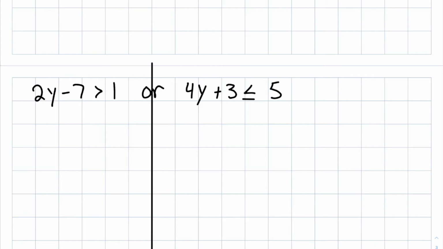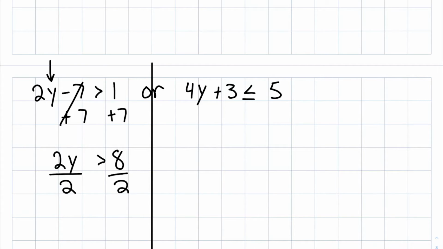So when I deal with just the left side, my goal is to get this y, the variable, by itself. It could be x, it could be m, it could be anything. So when we try to get it by itself, we add our 7 across. That cancels out. We end up with 8, 2y. Divide by 2. We end up with y is greater than 4.